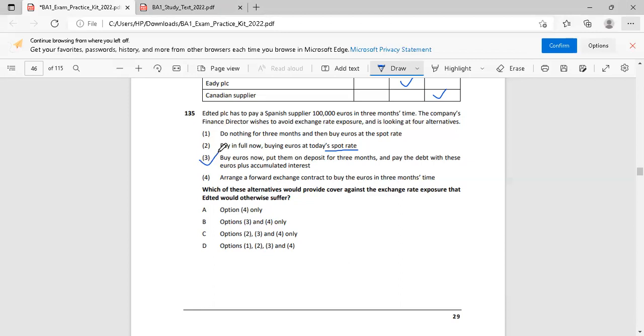So that is 3. 4, arrange a forward exchange contract to buy the euros in 3 months' time. For this, a forward exchange rate contract can be entered into, so that will mitigate any kind of risk. 3 and 4 only, or 2? Buy in full now, buying euros at today's spot rate.